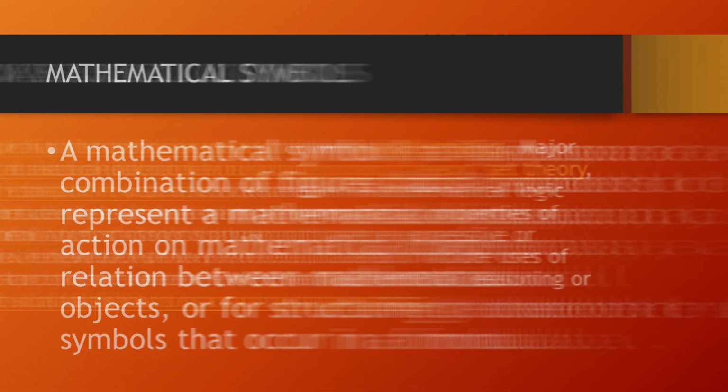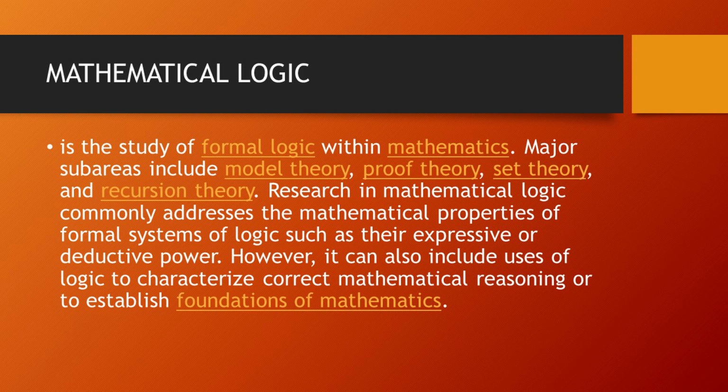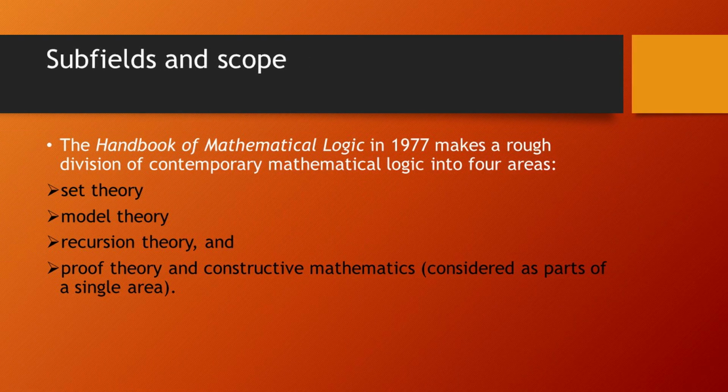occur in a formula. Mathematical logic is the study of formal logic within mathematics. Major sub-areas include model theory, proof theory, set theory, and recursion theory. Research in mathematical logic commonly addresses the mathematical properties of formal systems of logic such as their expressive or deductive power. However, it can also include uses of logic to characterize correct mathematical reasoning or to establish foundations of mathematics.